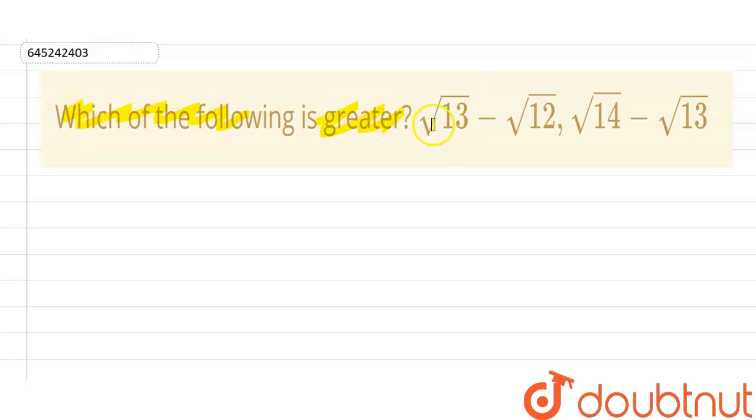Okay, so the given question here is: which of the following is greater among these two terms? The first one is root 13 minus root 12, and the other one is root 14 minus root 13. We have to find which of them is greater.